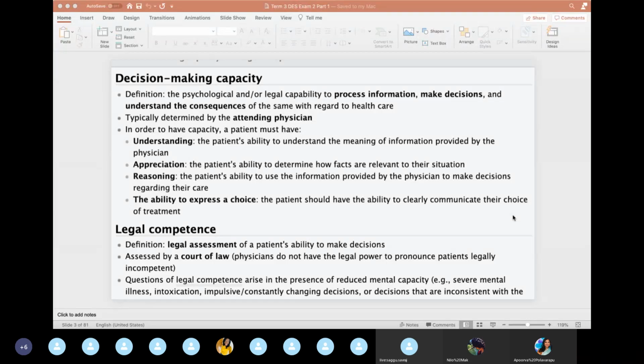Where does the issue of legal competence arise? It arises in the presence of reduced mental capacity. For example, severe mental illness, if the patient is going to be institutionalized, intoxication, impulsivity, or constantly changing decisions. Right? So the difference: decision-making capacity, you the physician determine. Competence, only a court of law determines, okay?